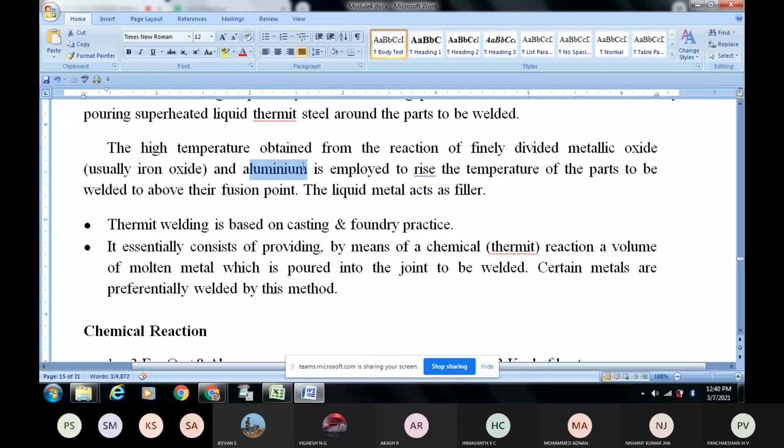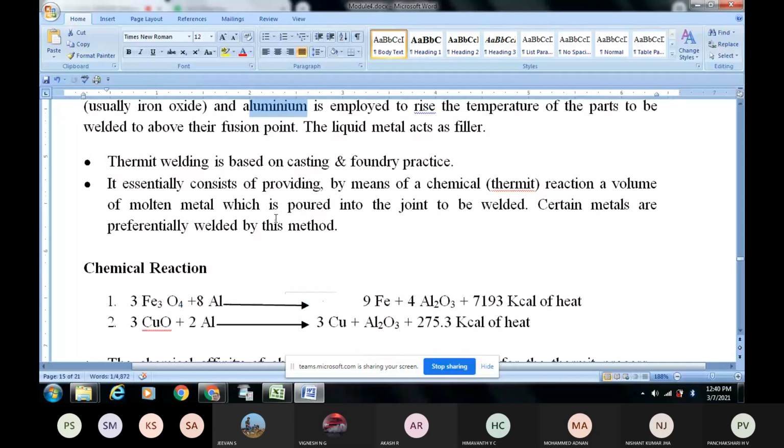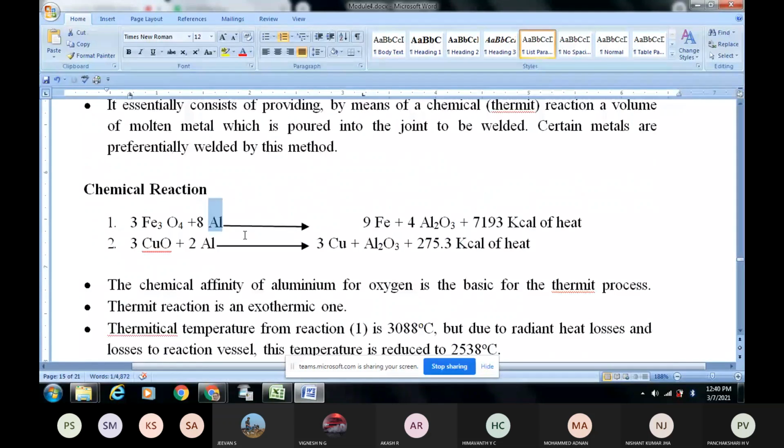So iron oxide and aluminium react and give rise to Fe, aluminum oxide plus heat, this much amount, in kilocalories. When the reaction takes place, this combination Fe3O4 combined with Al will give iron and aluminum oxide as a byproduct, giving rise to this much amount of exothermic energy. Exothermic, it is going to release the energy.